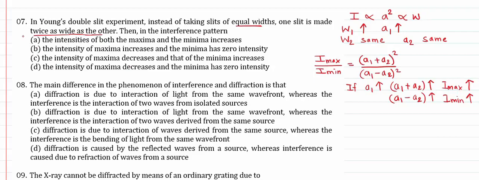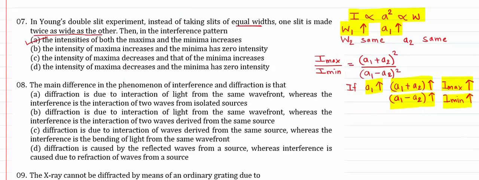So what is the first option? Intensity of both maxima and minima increases, he says. Is it clear? This will help for competitive exams too. Intensity of light is directly proportional to amplitude square, directly proportional to width. So as width increases, amplitude increases. So if a1 increases, a1 plus a2 increases, maximum intensity increases. If a1 increases, the difference a1 minus a2 increases, I minimum increases. So the answer is that intensity of both maximum and minimum increases. Clear? Next one.